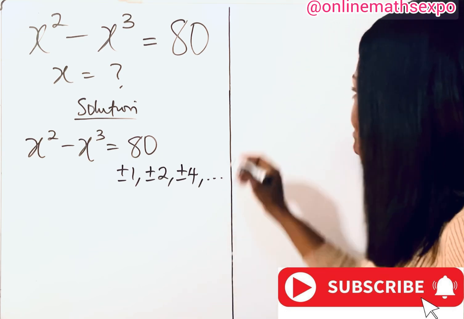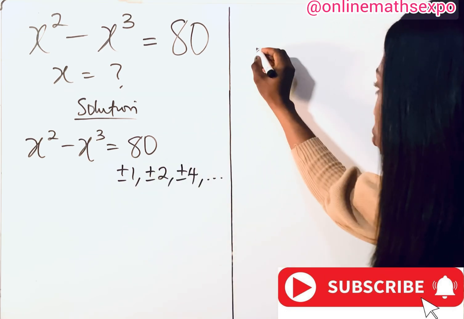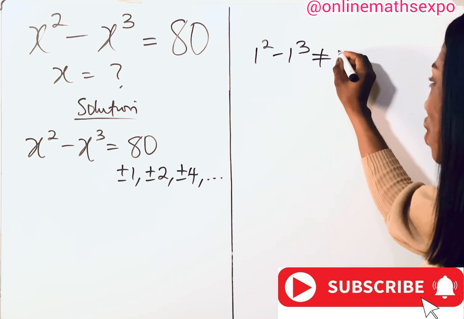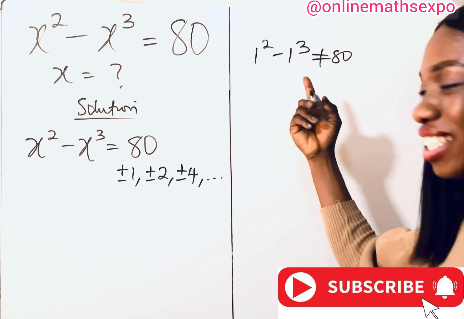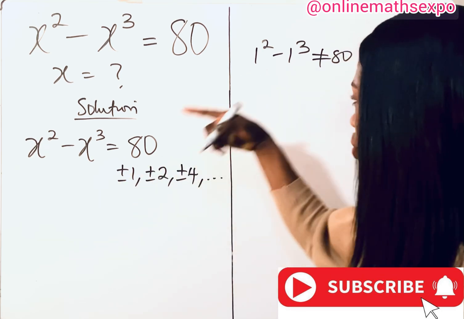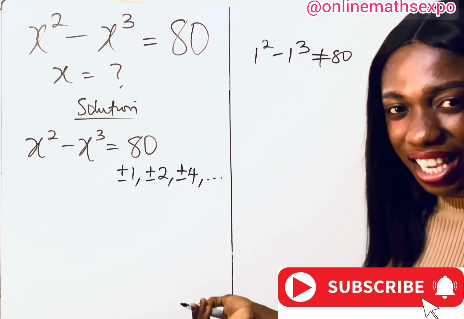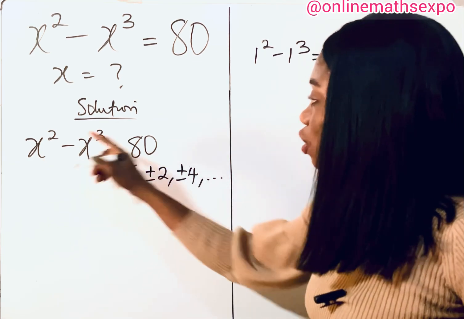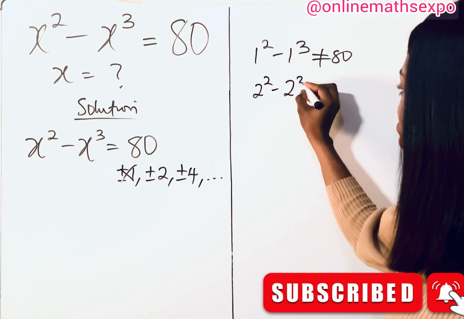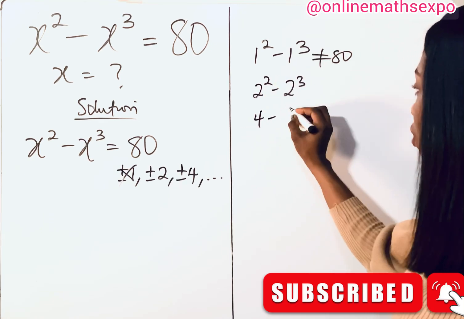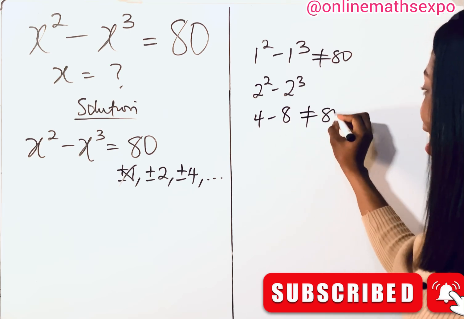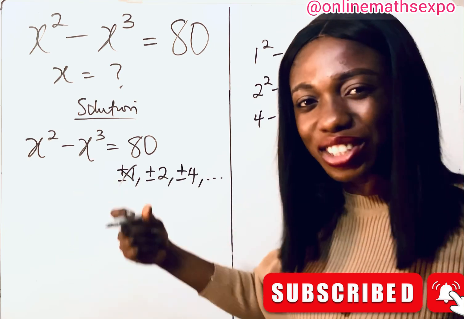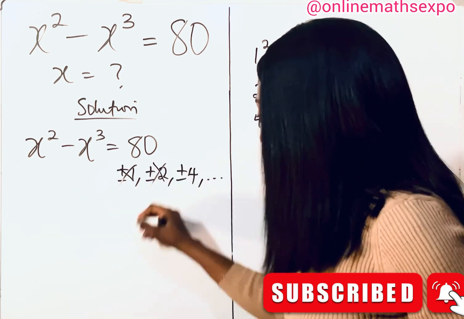Let's see to that. So when x is 1, put 1 here, we have 1 squared minus 1 cubed. You see this is not equal to 80, so it's not a solution. Try when it is negative, you will still observe that it will not be equal to 80. So we are not including this. Now let's check for 2. If you put 2 here, you have 2 squared minus 2 cubed. This will give us 4, this will give us 8. It's still not equal to 80. And if you also check for its negative, it will still not be 80. You can do it with me, okay? So this is not what we want.